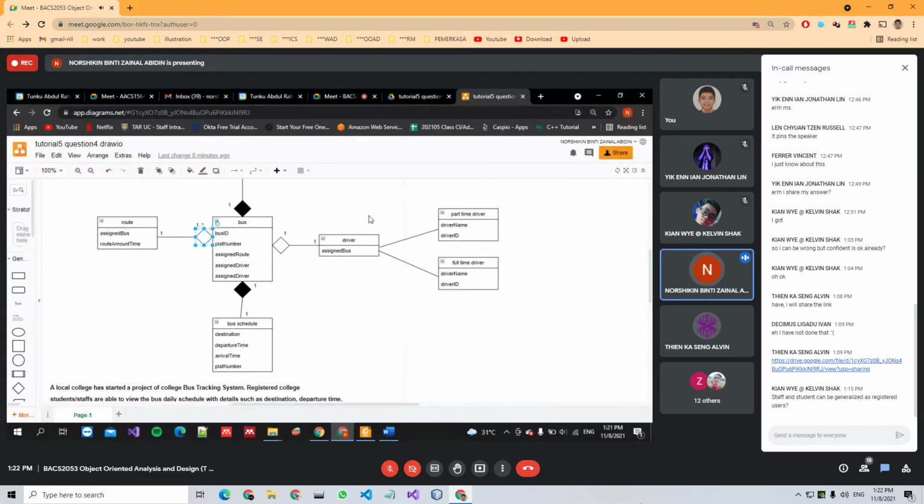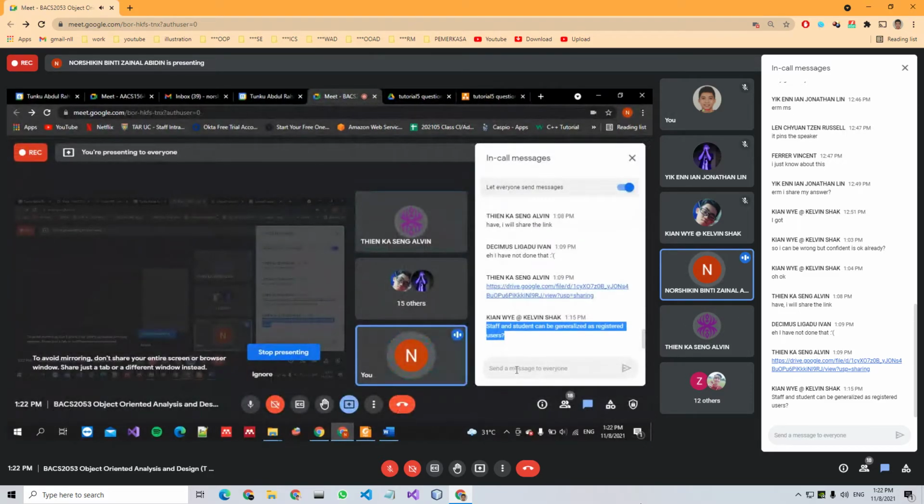So what is the relationship between bus and bus schedule here using this one? One bus can only have one bus schedule, and one bus schedule can only be owned by one bus. Aggregation? Is this composition or aggregation? Guys, is this aggregation or composition just now?